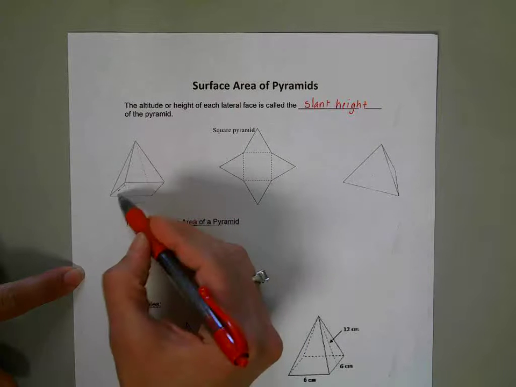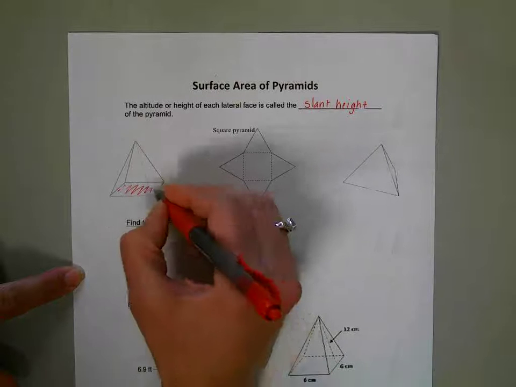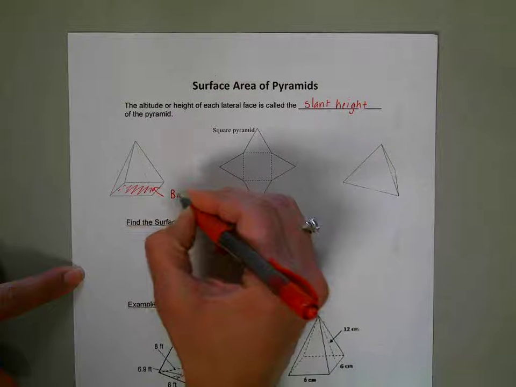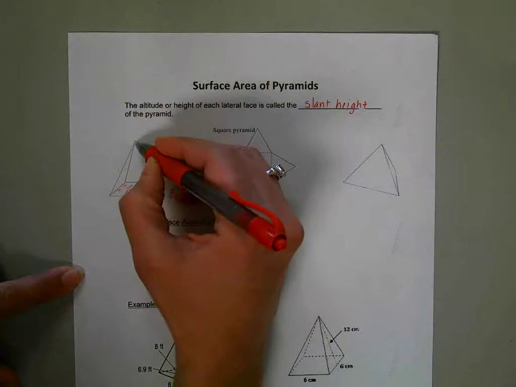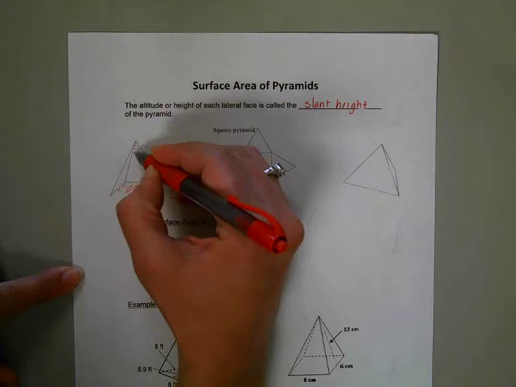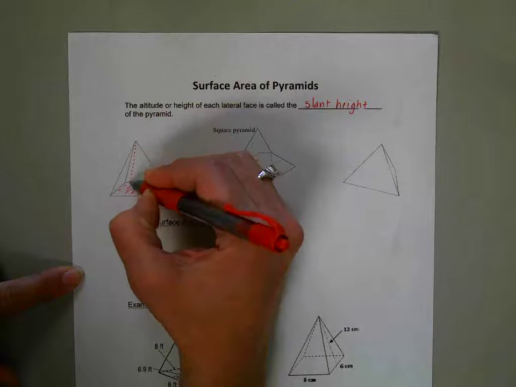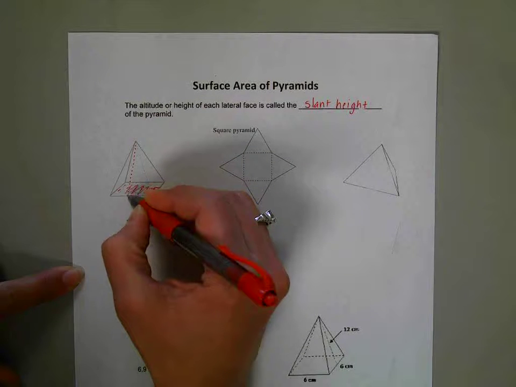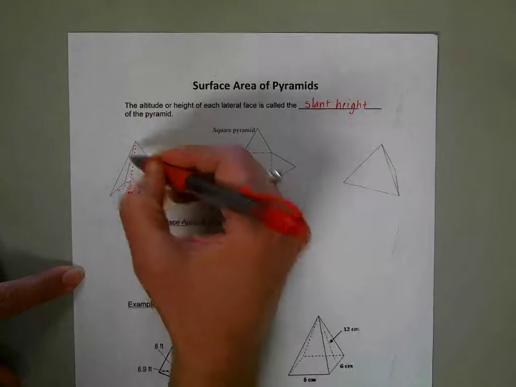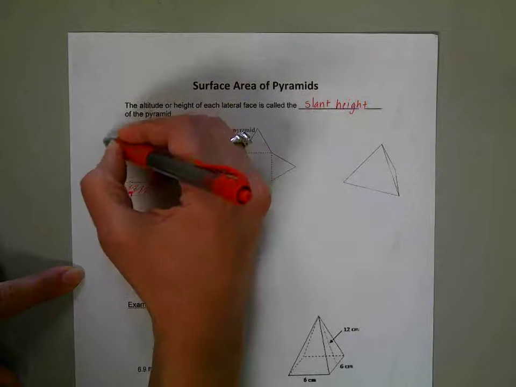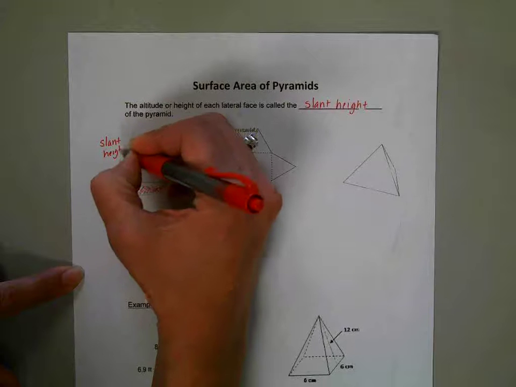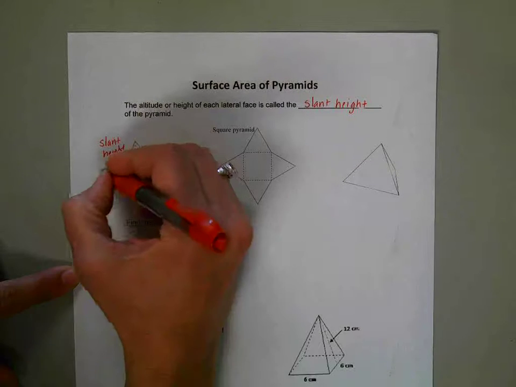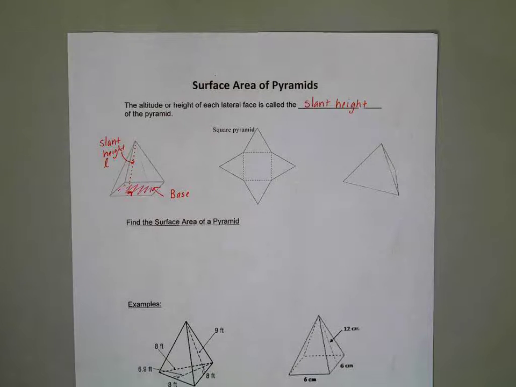Right here is our base, which is a square. We have the slant height. If you come down from the vertex all the way down to the base, this is called slant height. And the variable for slant height is a cursive L.